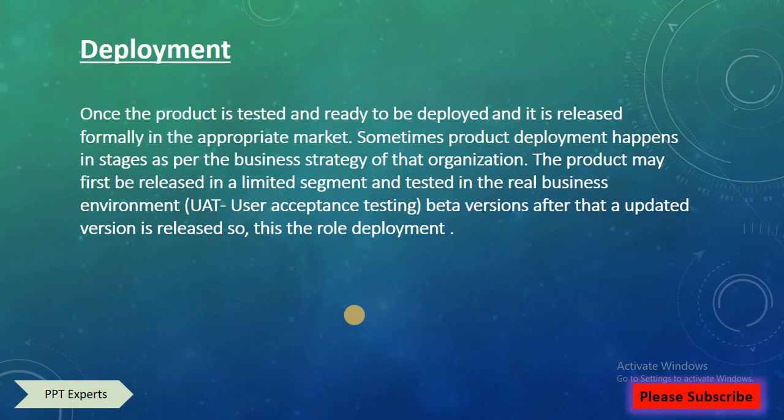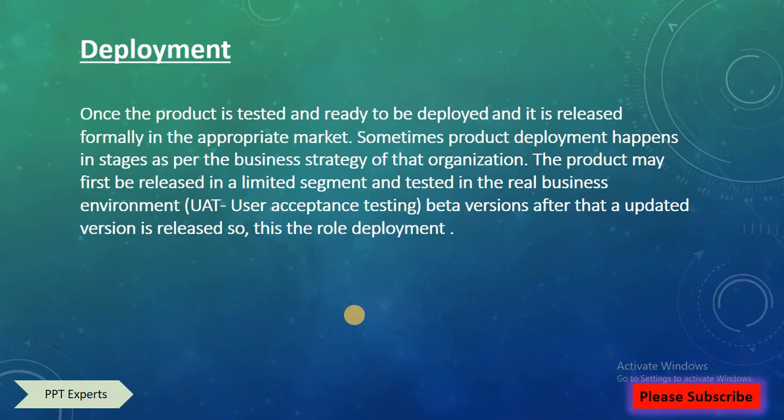So in this, deployment is done in parts, like first the beta version is deployed in the market to test whether the software is working properly or not, and after the feedback of the beta version, another updated software is deployed in the market, which is the original, fully packed version of the software.